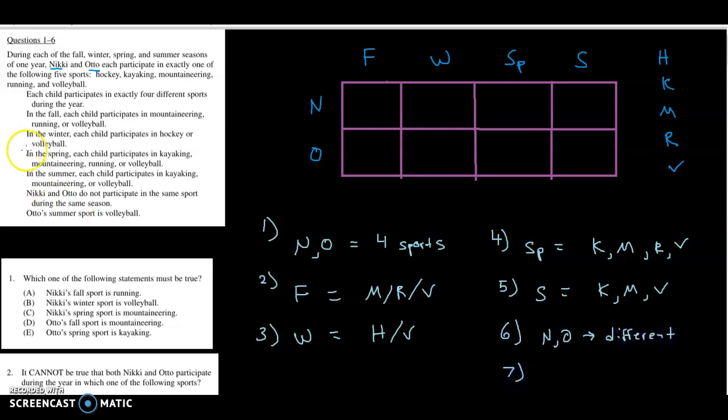And then rule 7: O's summer sport, so O summer is V. Okay, well, that's a lot of rules.